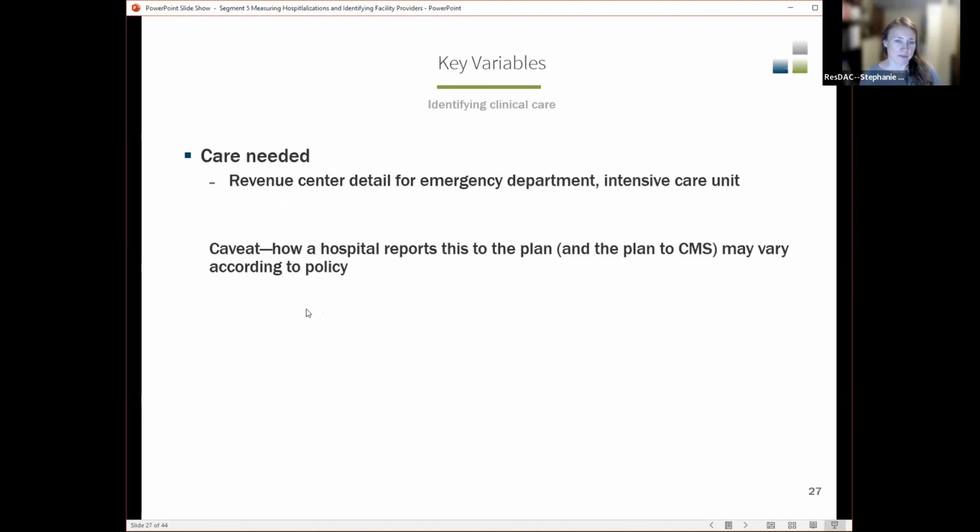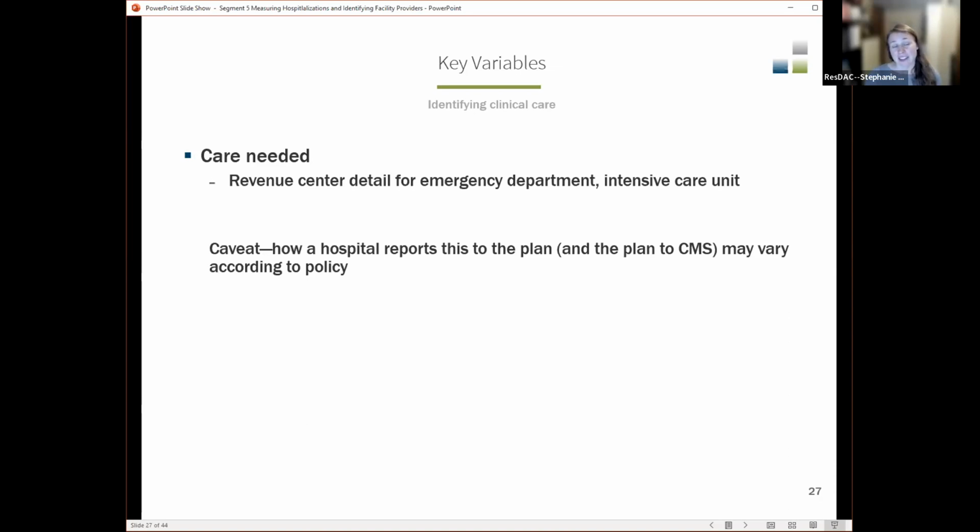So you can get information about the care that was needed during the stay. Again, in this case, unlike the MedPAR, you would have to go through the revenue center detail, maybe create your own flags or however you want to sum it up. Now, in terms of revenue center detail, how the hospital reports this to the plan, and then the plan reporting it to CMS, that may vary according to policy. So just note, it may be possible that the managed care plan never collected a certain revenue center, for example.